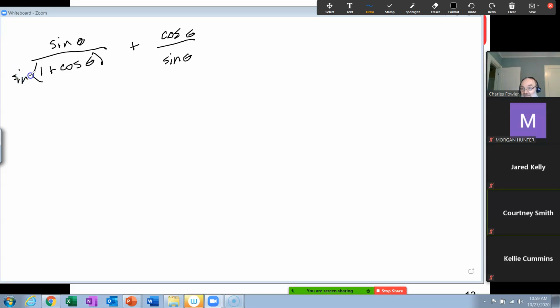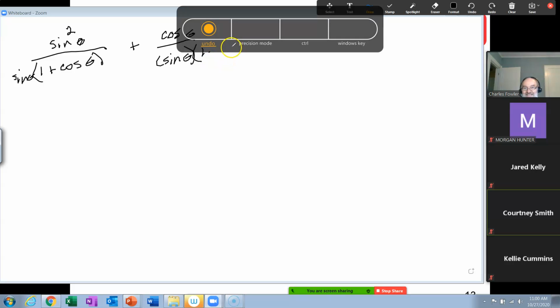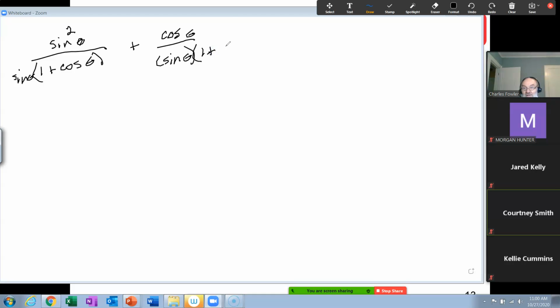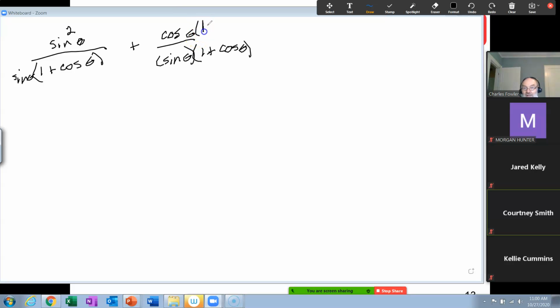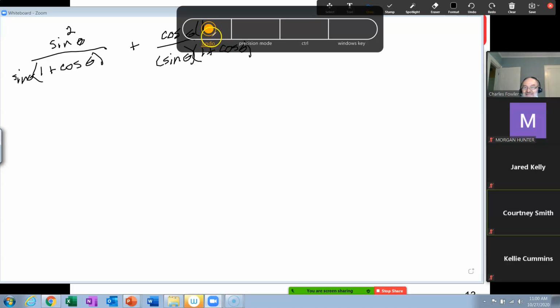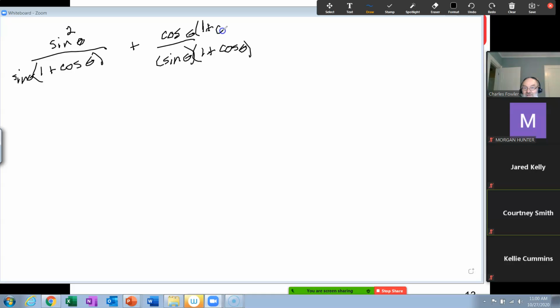But if you multiply the denominator by sine theta, you also multiply the numerator by sine theta. Well, you've got this one to be fairly complicated. What you have to do here is multiply this by 1 plus cosine theta. But if you multiply the denominator by that, you must multiply the numerator by 1 plus cosine theta.